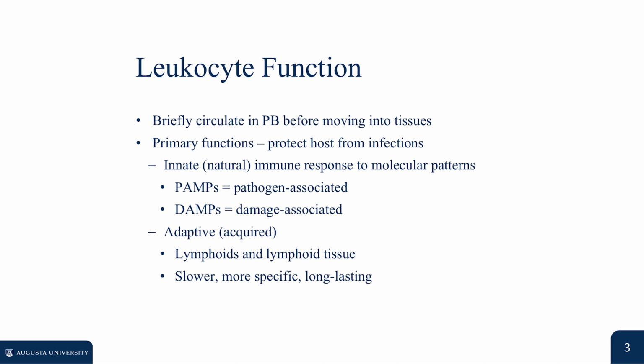Beyond exogenous foreign structures, phagocytes also recognize DAMPs, or damage-associated molecular patterns, which are host molecules released from necrotic or damaged tissues. In contrast, the adaptive immune response is mediated by lymphocytes and specialized lymphoid organs. Adaptive immunity initializes more slowly, but it is highly antigen-specific and establishes long-lasting immunological memory. Together, these 2 arms ensure rapid pathogen destruction and efficient clearance of injured host tissues.